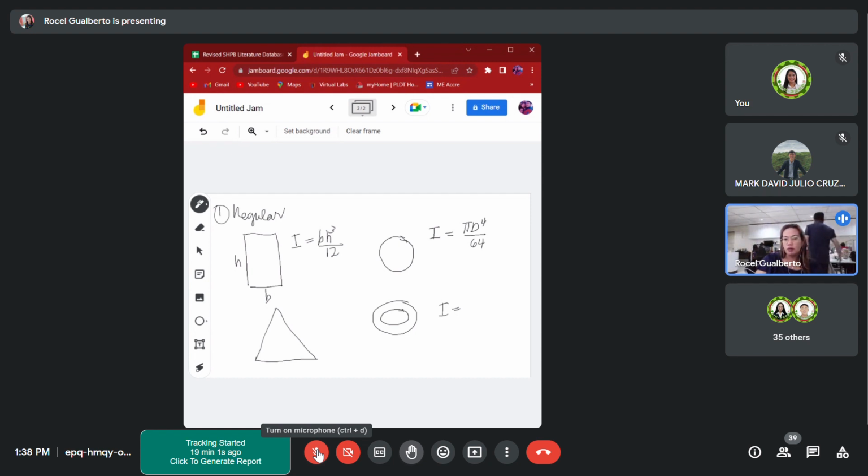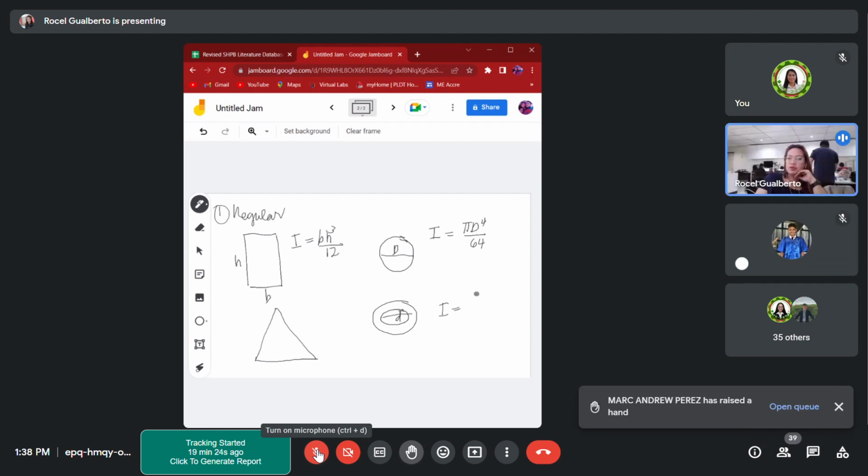that is the hollow one. Okay? So for our hollow section, the outside diameter would have big letter D, and our inside diameter would be small d. So when it is hollow, what would be the value of I? What is then the value of I? This is the moment of inertia.